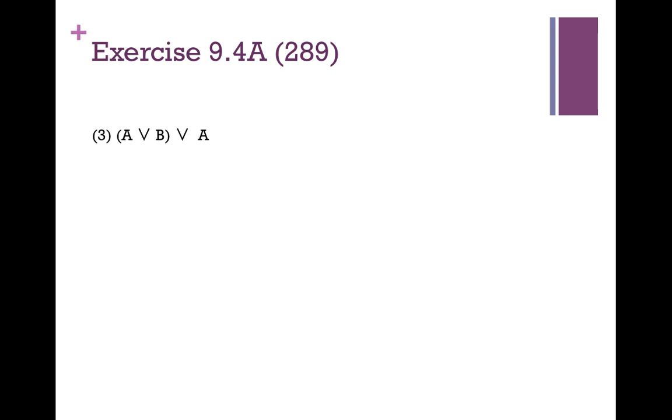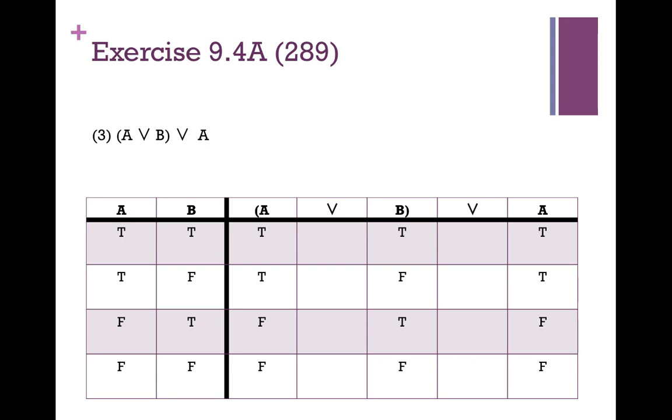Alright, so for number 3, you were given the following proposition: A or B or A. We're going to fill in our truth table for this one just as before. The only difference between this proposition and the previous one is that the previous one, the disjunct on the right hand side was not A. Here it's just A. And just like before, the second disjunction is our main connective. So we're going to fill in our truth table just like before. Start with the first disjunction, and I'll just go ahead and skip to it.